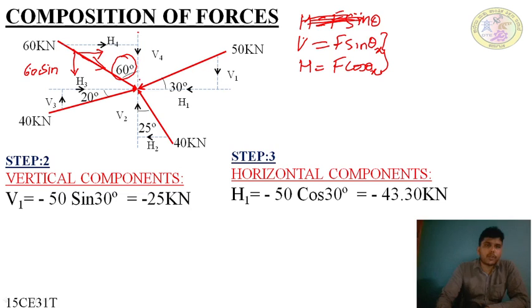Here, 60 degrees is with respect to the vertical axis, but we have to get the angle with respect to the x-axis. It is very simple to calculate: the quadrant is 90 degrees, and 90 minus 60 is 30 degrees. Then 60 sin 30 degrees goes in the downward direction, so this is negative.